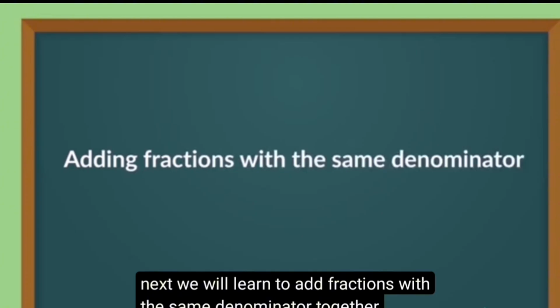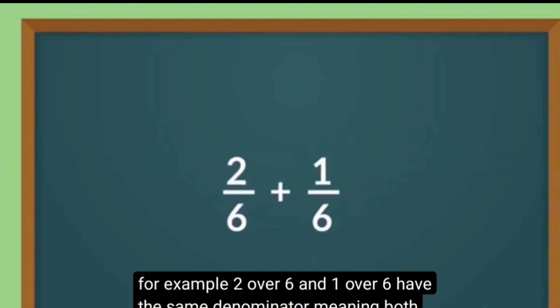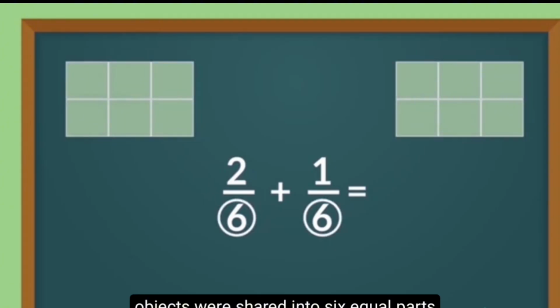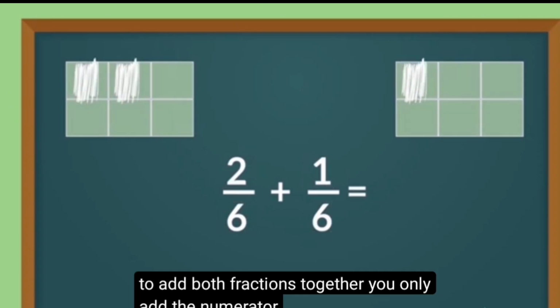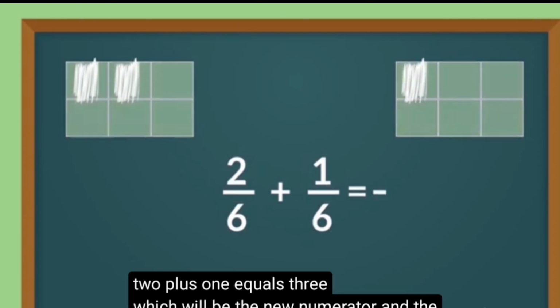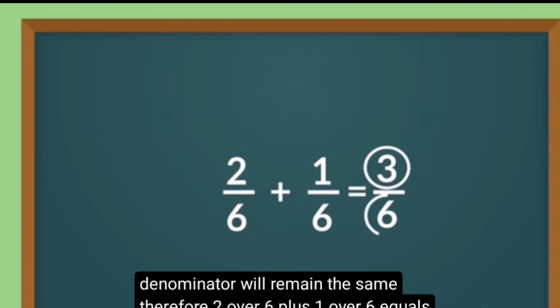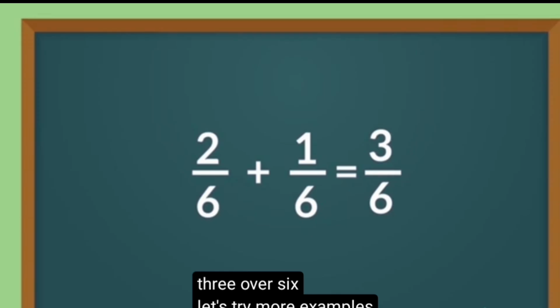Adding fractions with the same denominator. Keep in your mind, the same denominator. 2 over 6 plus 1 over 6. This means in a picture, the object is divided into 6 parts. Yes, 6 parts. First divided. Then the first one, the 2 parts are shaded. The second one, the 1 part is shaded. So 2 plus 1 is 3. 3 over 6. The denominator is common, over 6. Let's make more examples.